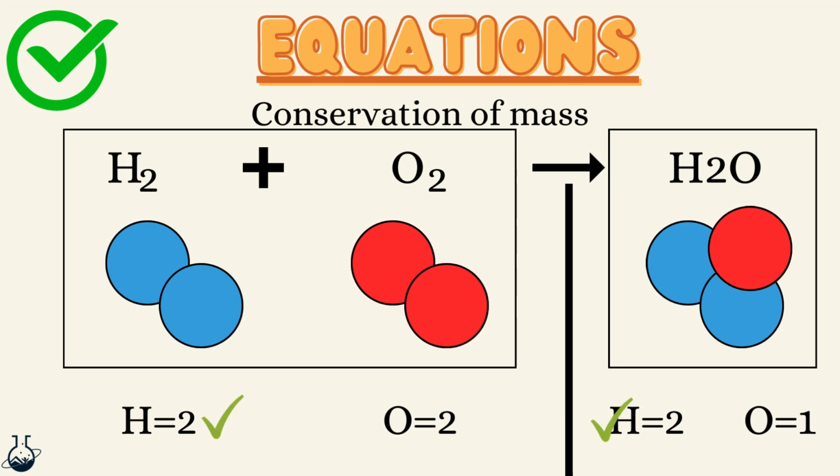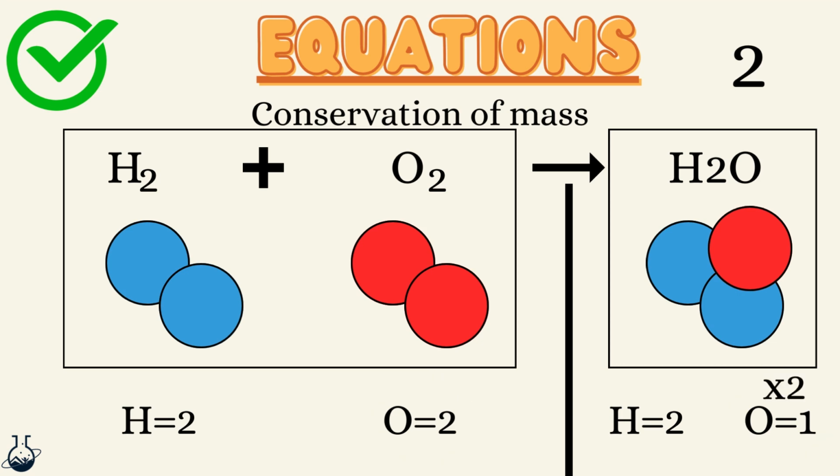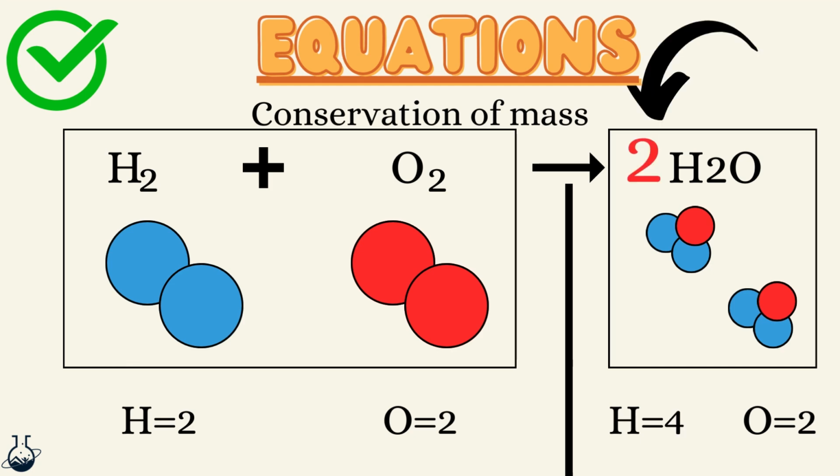Comparing both sides shows my hydrogens are the same. They are balanced, but oxygens are not. I'm going to think now of the lowest common factor of 1 and 2. That's 2. So I multiply my 1 oxygen by 2, which means I will now have 2 molecules of H2O. To show this in the equation, I place the 2 at the front of the molecule or compound containing the oxygen I am interested in.